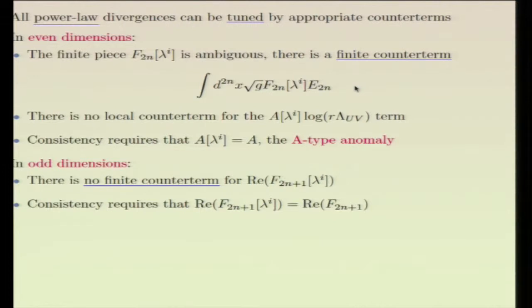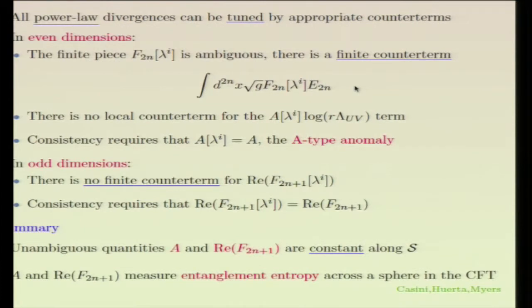Now, in odd dimensions, I already said that the power law divergences can be subtracted using standard counter terms. And the important thing to say is that just because we're in odd dimensions, there is no finite counter term that you can construct for the real part of the finite piece of the partition function. And there is a small ambiguity in the imaginary part that has to do with the fact that you can have Chern-Simons terms, but those are imaginary. So the point is that the real part of the finite piece of the odd dimensional partition function is completely unambiguous. Any choice of regularization will give you the same answer. And again, just like the A anomaly in the even dimensional case, consistency requires that this function is independent of the point in the conformal manifold.